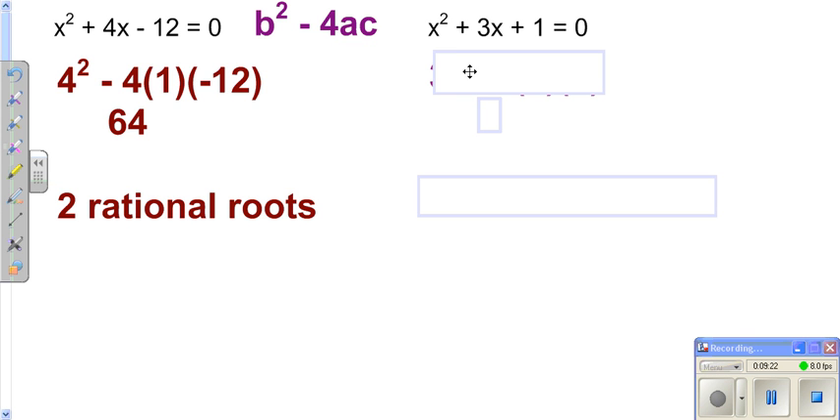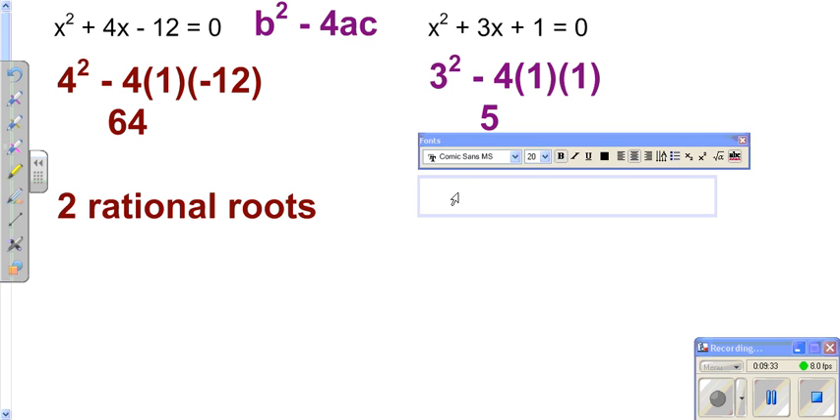And then plug in your a, b, and c over here, and then you get 5, which is positive again, but it's not a perfect square, so that means we get 2 irrational roots.